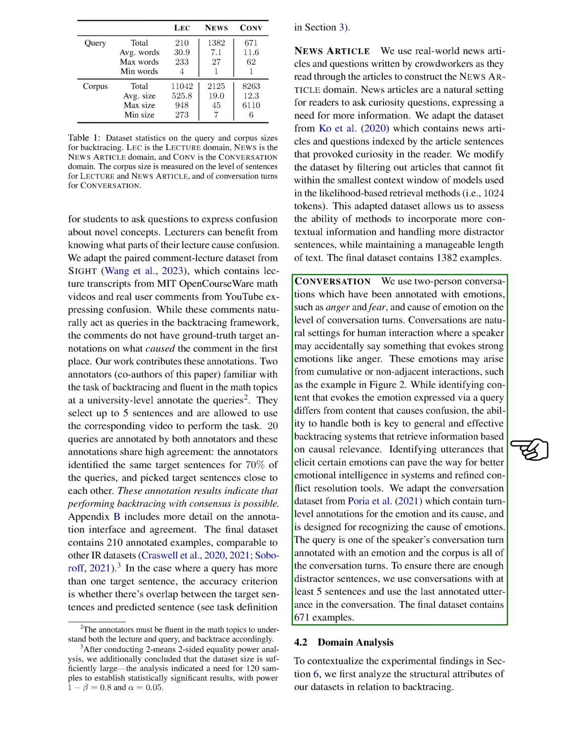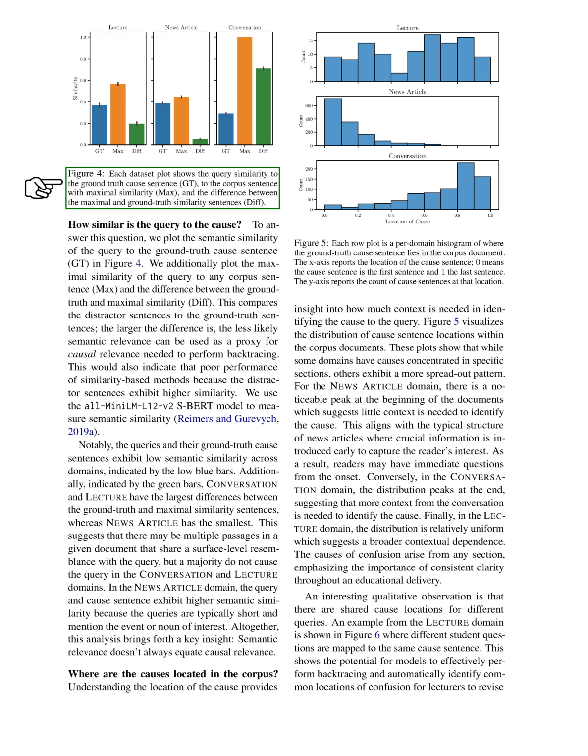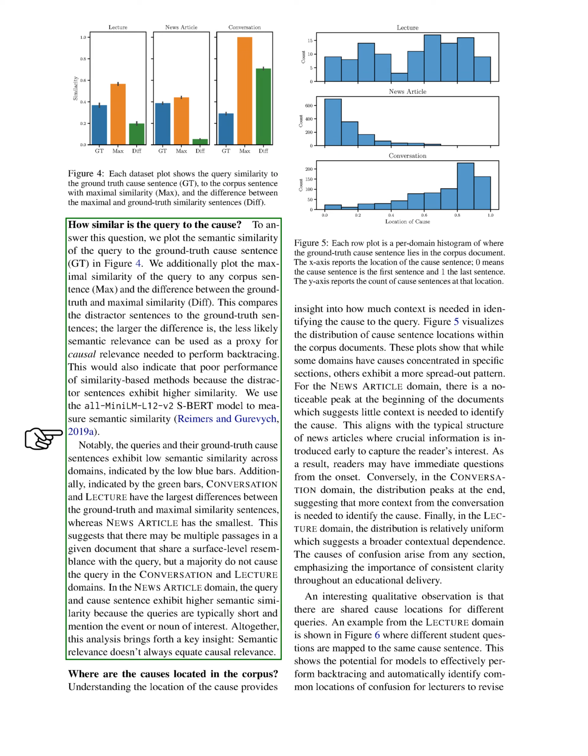Section: Domain Analysis. In this section, we delve into the structure of our datasets and their relationship with the process of backtracing, which is essentially tracing back to find the cause of something. We start by exploring how similar a query is to its actual cause. To do this, we look at the semantic similarity between the query and the correct cause sentence, alongside the highest similarity the query has with any sentence in the corpus. We also examine the difference in similarity between the correct cause and the highest similarity found. This helps us understand if semantic similarity is a good indicator of causal relevance, which is necessary for backtracing.